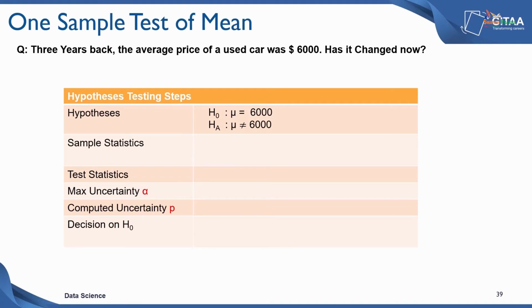So status quo, that the average has not changed over a period of time, because we have the data right now of all the cars, and then we can take a sample out of that, and we are checking from the sample statistic whether we can conclude that the average price of a used car in the population is equal to 6,000 or is different from 6,000. So the data will suggest to us whether we can actually reject the null hypothesis or cannot reject the null hypothesis.